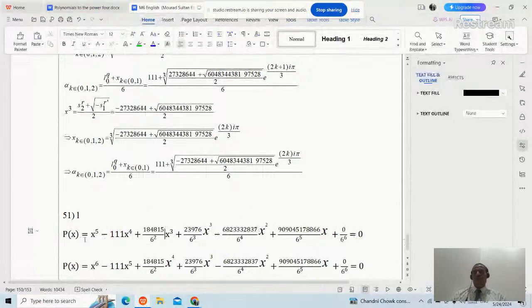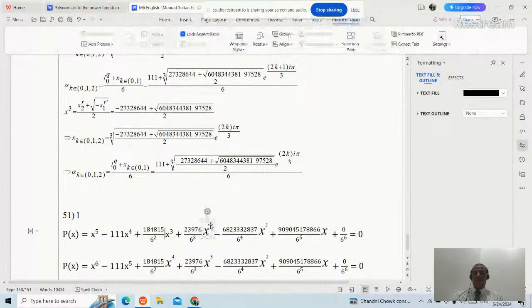So it will be x raised to the power 5 minus 111x to the power 4 plus 184,815 divided by 6, the square of 6, x to the power 3 plus 23,976 divided by 6 to the power 3.